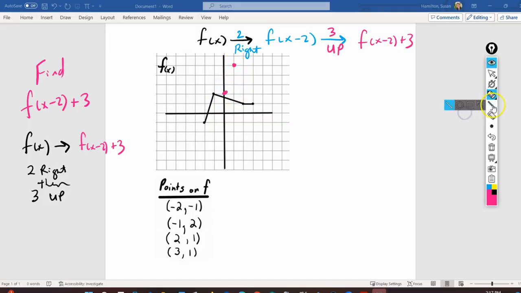And now I'm going to connect as I go. With this point here, I'm going to go 2 to the right and then 3 up. And connect as we go. And then this last point, 2 to the right and 3 up. So what I have drawn in red on the graph is what the graph of that looks like.